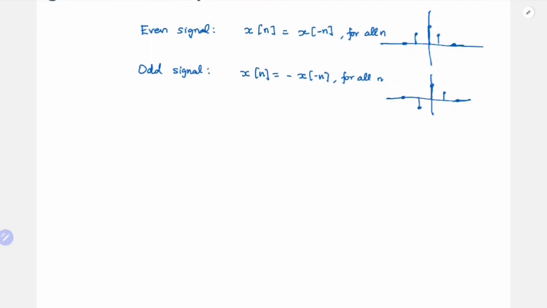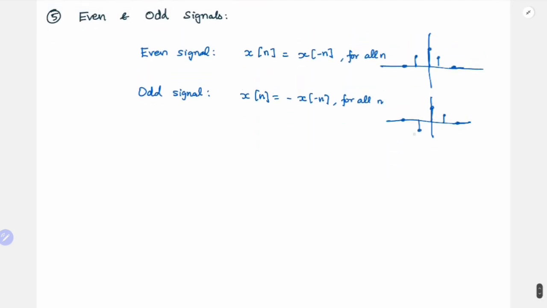Okay. So there is one more point to note in this. Let's say x of 0 is equal to minus x of 0, then 2x of 0 is equal to 0, which implies that x of 0 itself is 0. So your x of 0 should always be 0 for an odd signal. Okay? So this was also the case in your continuous time signals.